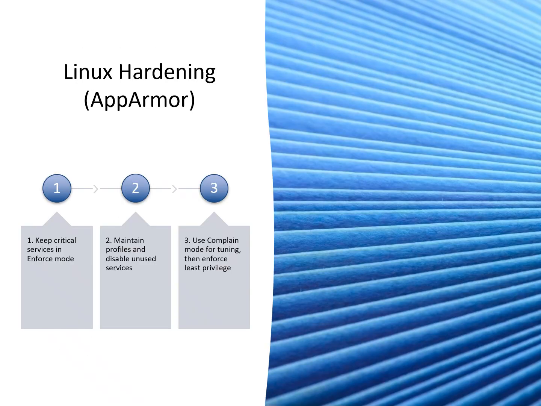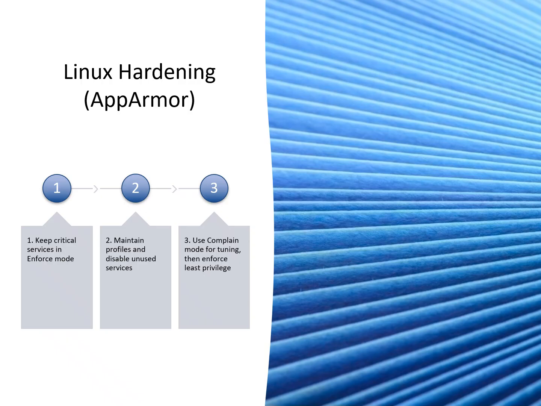AppArmor hardening recommendations. There are three best practices for hardening Linux with AppArmor. 1. Keep critical services in enforce mode. This ensures services like SSH or Apache are always restricted. 2. Maintain and update profiles regularly. As software changes, so must its security profiles. Also, disable unnecessary services to reduce the attack surface.